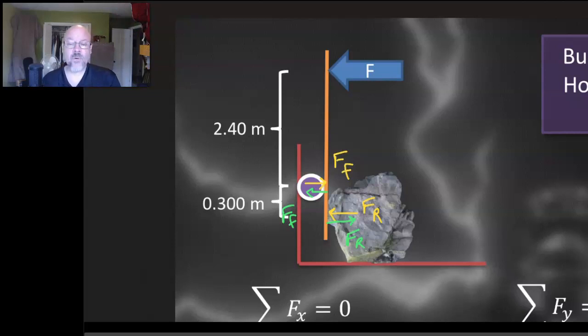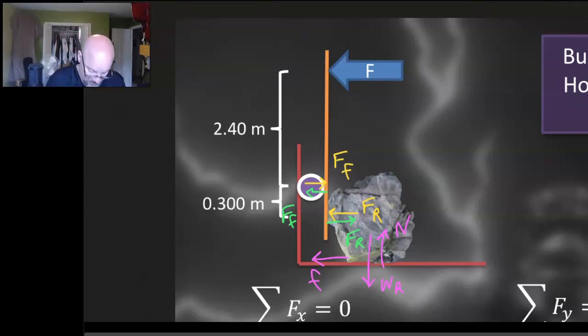Now we've got some other forces acting on the rock. Obviously we're going to have the weight of the rock. We're going to have a normal force here, and then since the lever is trying to push it to the right, we're going to have some friction over here pushing that way.